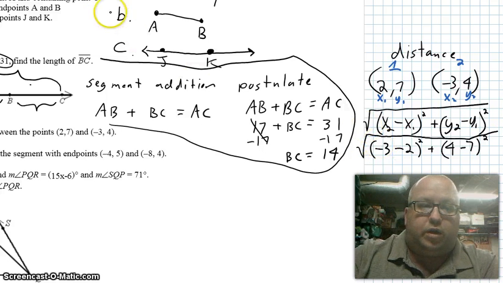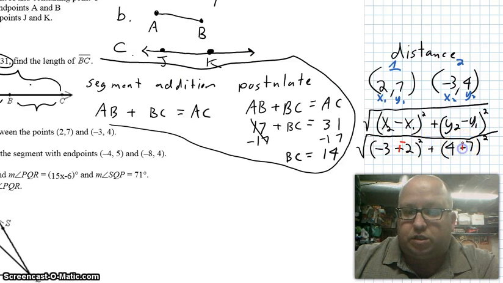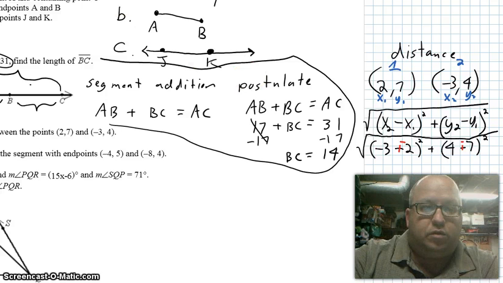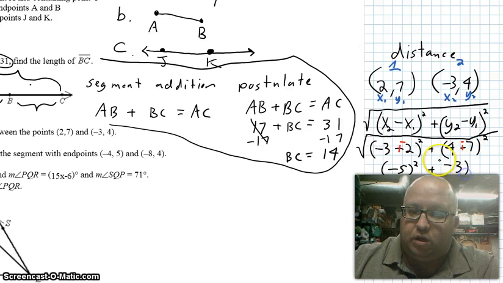So let's look here. Negative 3 minus 2 is actually going to be negative 3 plus negative 2. And while I'm here, I'm going to change this to plus the negative. So negative 3 plus negative 2 is negative 5 squared plus 4 plus negative 7. Let's see, it's more negative than it's positive, so it's going to be negative 3 squared, and don't forget we're going to square root all that stuff.